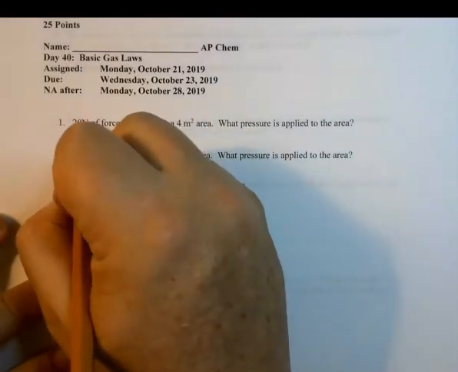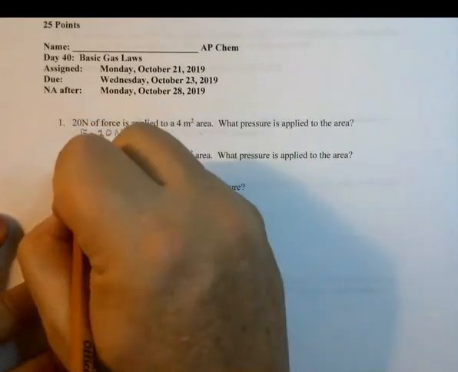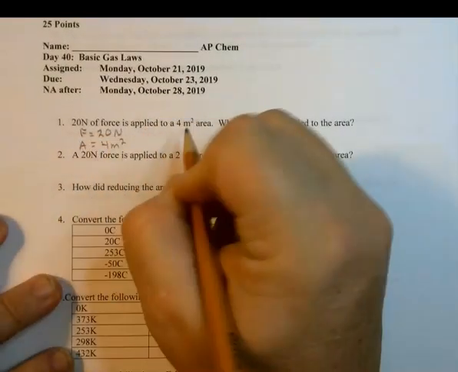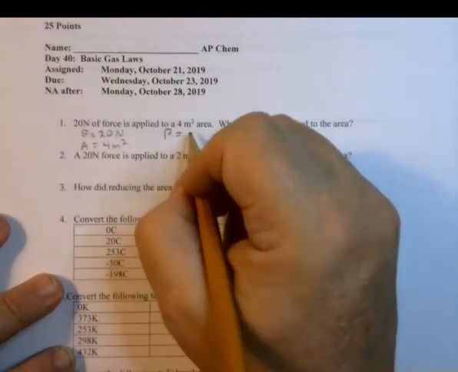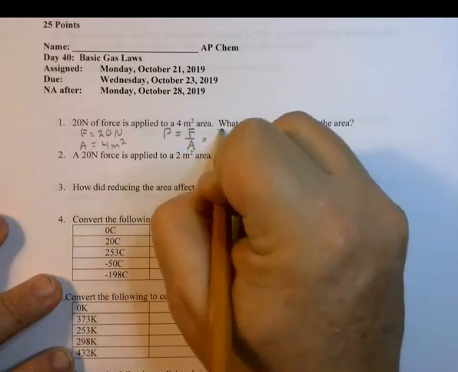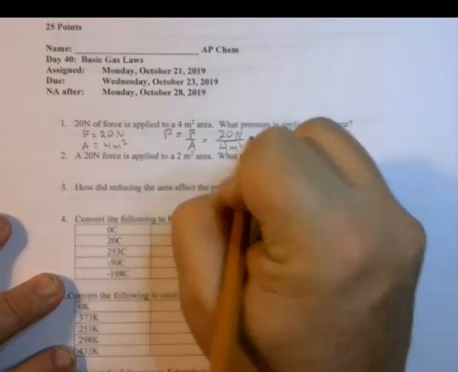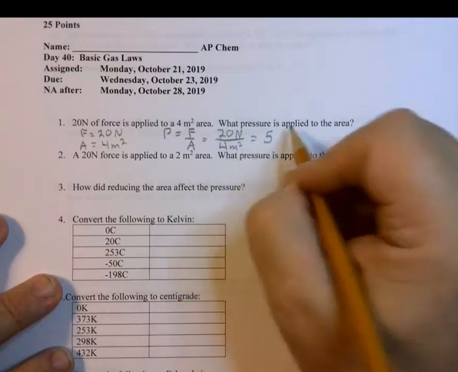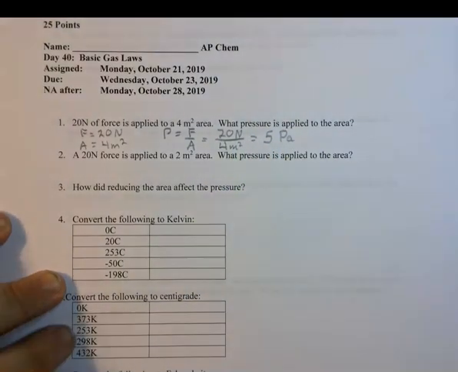So your force is 20 newtons, and the area is 4 square meters. So your formula for pressure, it's how much force is applied to a given unit of area. So it's force over area. That's going to be 20 newtons over 4, which equals 5. And a newton per meter squared is called a pascal. So 5 pascals of pressure.